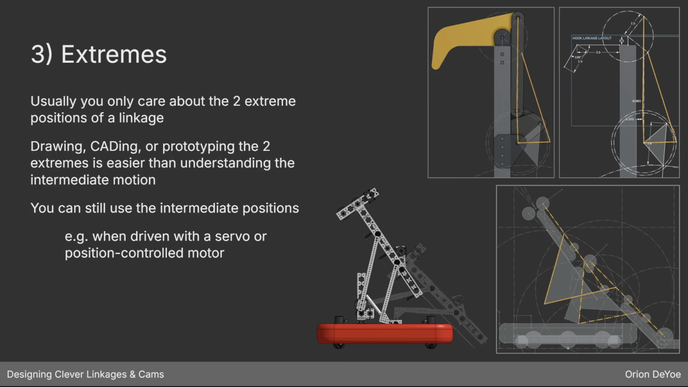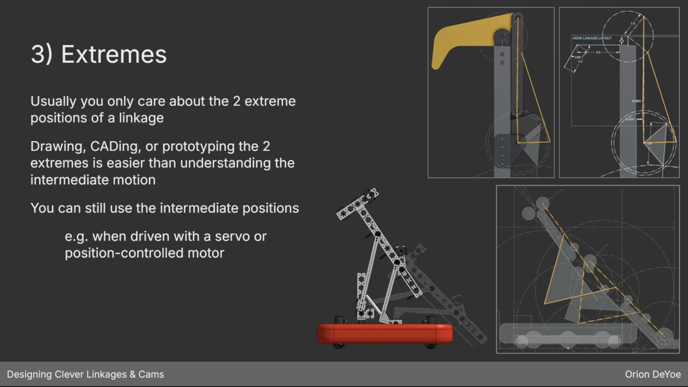When you're designing linkages, you really only care about the two extreme end positions in the vast majority of cases. Trying to do design work with defining the geometry of a linkage in the middle of its reciprocating motion generally is harder than caring about what this linkage looks like at this end, and what the linkage looks like at this end.